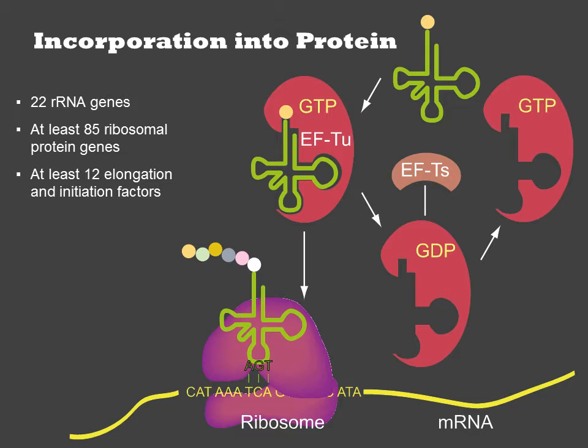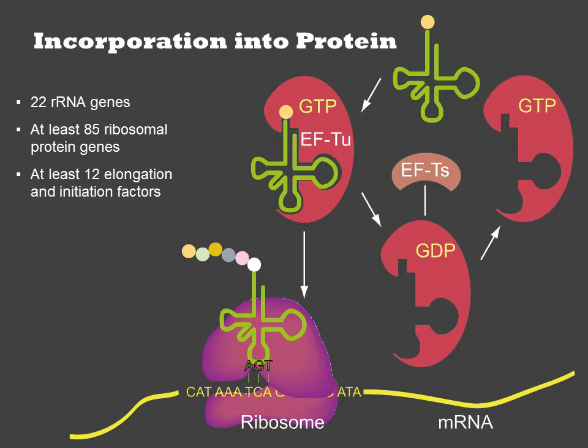Once a tRNA is aminoacylated with an amino acid, little additional editing is done by the downstream enzymes. There are 22 rRNAs, 85 ribosomal proteins, and around 12 elongation and initiation factors associated with translation. But once a tRNA is aminoacylated, that amino acid will get incorporated into protein in response to whatever codon exists in the anticodon of that tRNA.